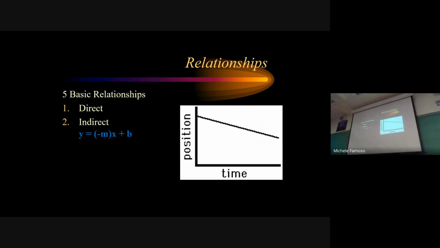Okay, the next relationship we have is for another type of diagonal line. This one has a slope that's coming down. It's a negative slope. So if you have a negatively sloped diagonal line, we call that an indirect relationship. Notice that the general equation looks a lot like the one we saw for the direct relationship, but the slope is now negative. So if you have a negative sloped diagonal line, then it's an indirect relationship.